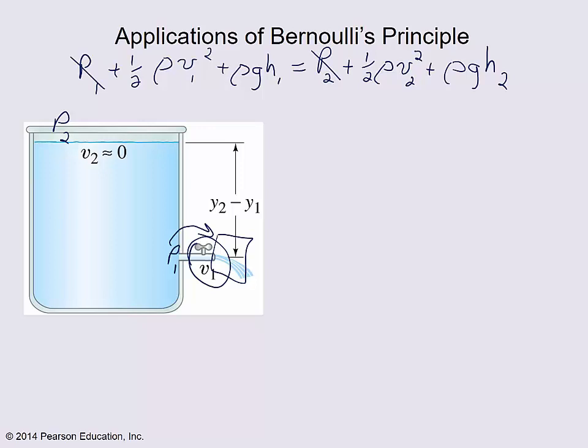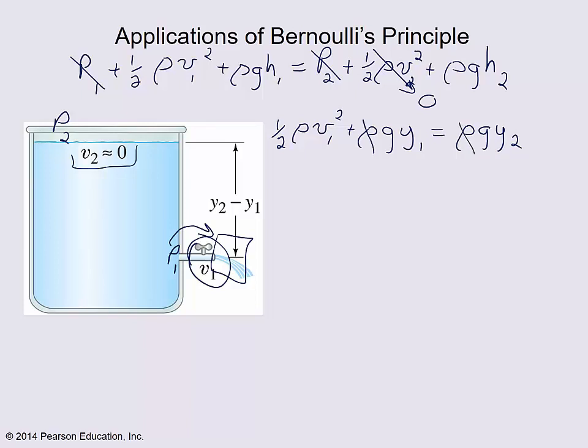The v2, we say here in the picture that v2 is approximately 0. If the tank is big enough, then we can assume that there's no velocity of the fluid at the top. So then v2 goes to 0. And what we end up with then is that 1/2 rho v1 squared plus rho g y1 is equal to rho g y2. If we want to go ahead and solve this for our velocity, well, let's see. We've got a density everywhere, so those cancel out.